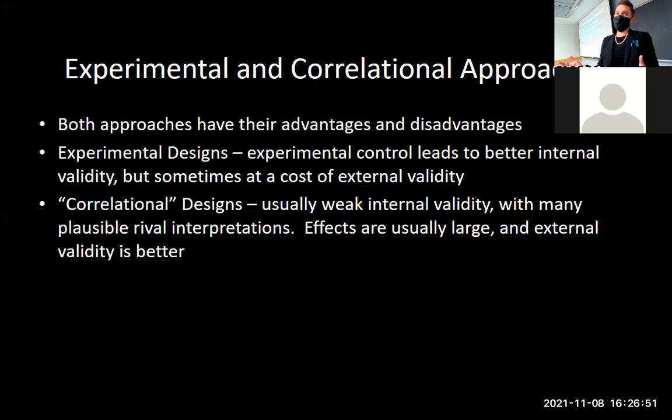Now with a correlational design, you have weaker internal validity usually, but effects can be larger. You can also have better external validity because people are already existing in their environments, and you're studying them in the environments where they will continue to be.